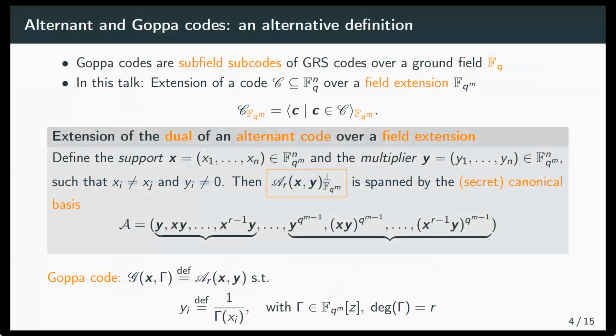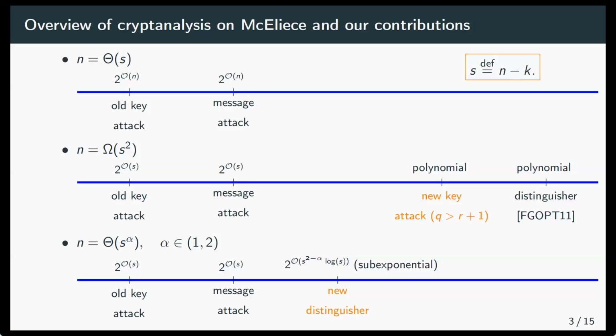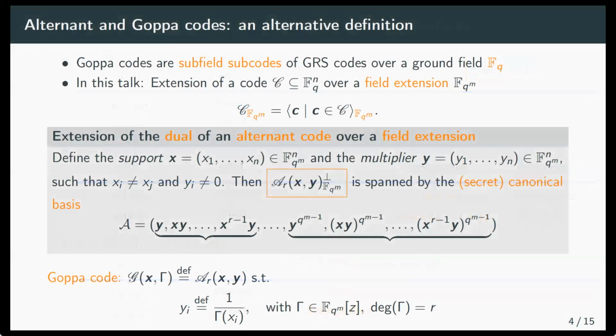And so for the rest of the talk, I will try to give an overview of this contribution. Now we really need to delve into details, and so we need to understand what a Goppa code is. This is typically defined as a subfield subcode of a generalized Reed-Solomon code, so it is defined by a ground field. However, for our purposes, it will be beneficial to give an alternative definition, which makes use of the notion of extension of a code, of a field extension.